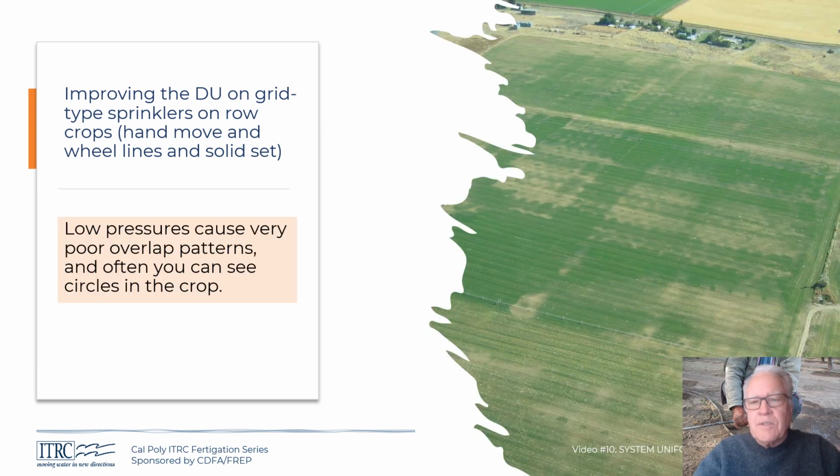This next one is something that you can see easily from the air. It's not so easy to see from the ground, but you see all these circles here? That's what we call donut patterns. Basically the guys are running sprinklers at too low a pressure, and so you don't get good uniformity. You see this in parks sometimes. It's a little more obvious in parks and golf courses, but in ag, sometimes you just have to get up in a little plane and see it. Sometimes it shows up on Google Earth.